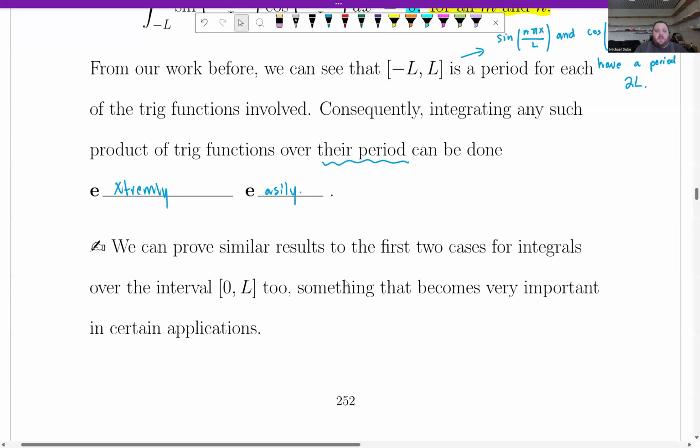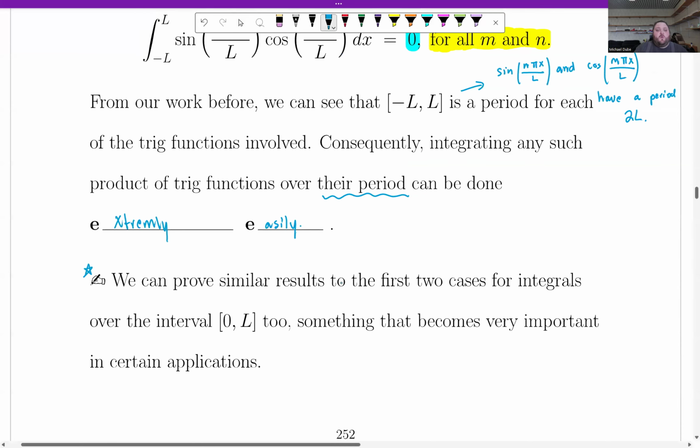Now note, we can prove similar results to the first two cases for integrals over the interval 0 to L as well. Something that becomes very important in certain applications.